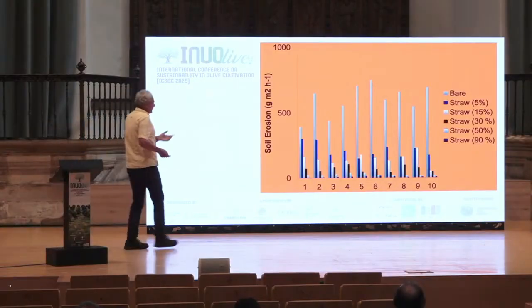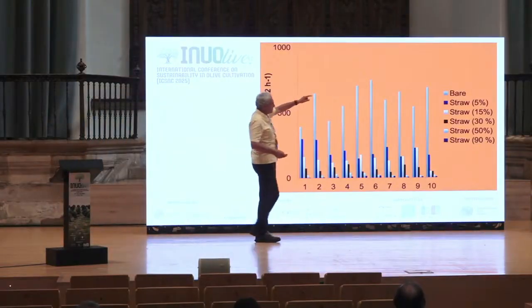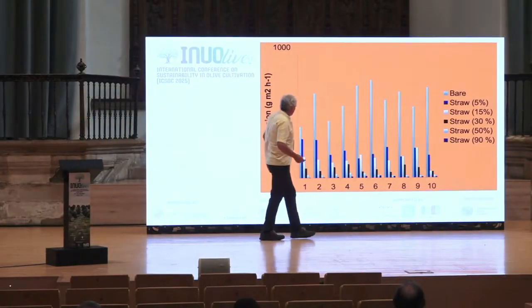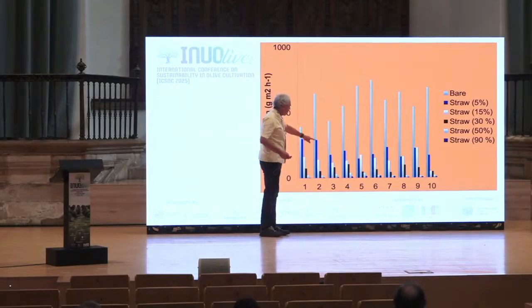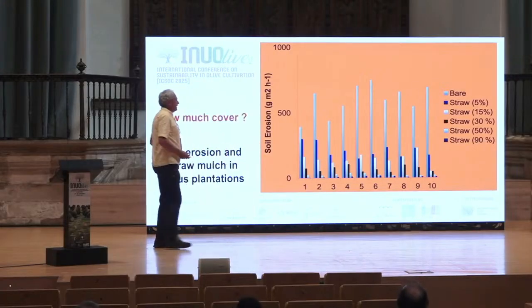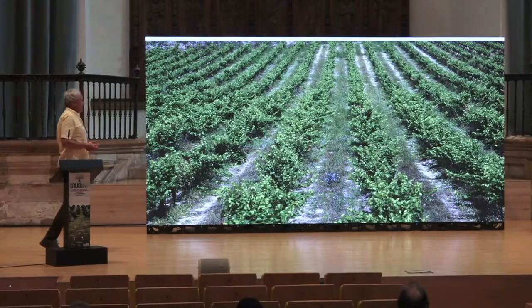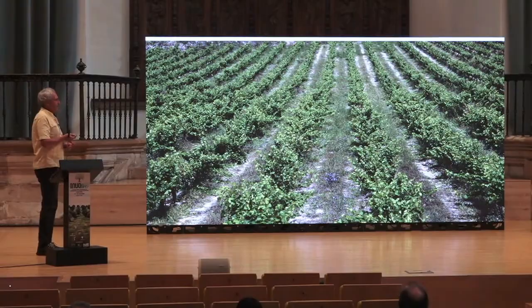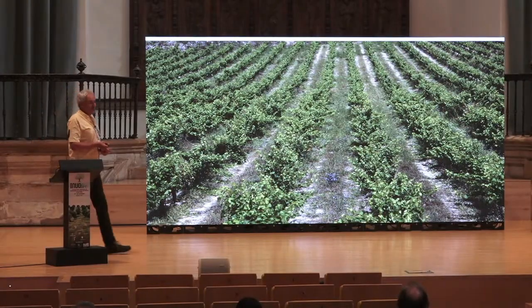How much straw do you need? We did research with different amounts of straw: bare, 5, 15, 30. If you have bare soil, you have this erosion. If you put 5%, half. Very important, put something on your soil. It doesn't matter if it's a lot of quantity. Well, we saw chipped pruned branches and straw, which is dead material.